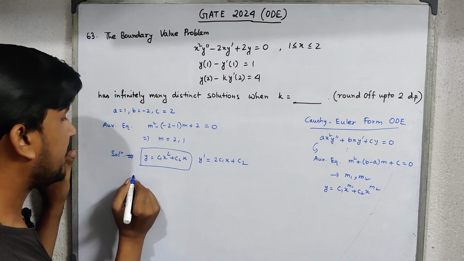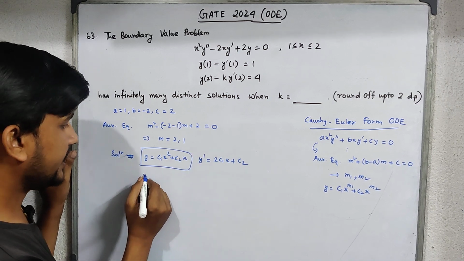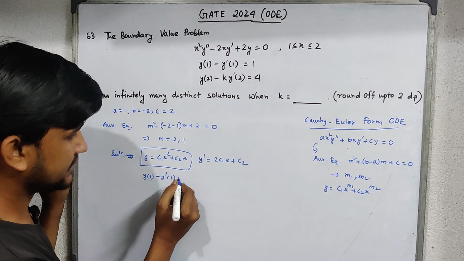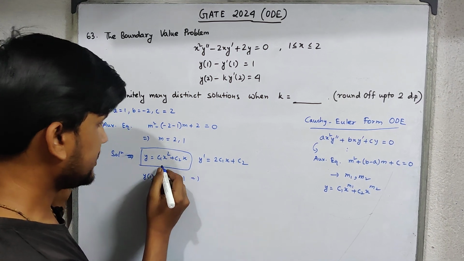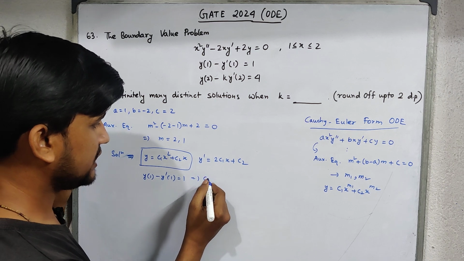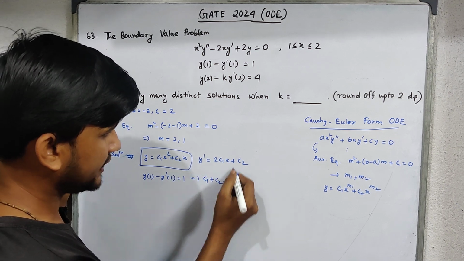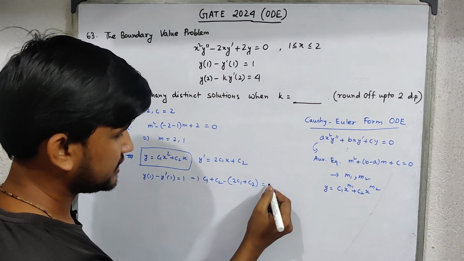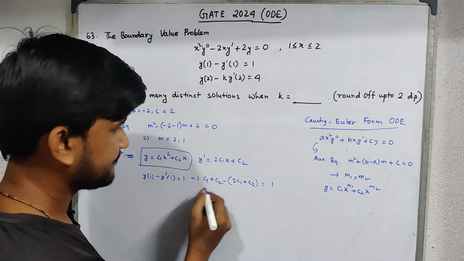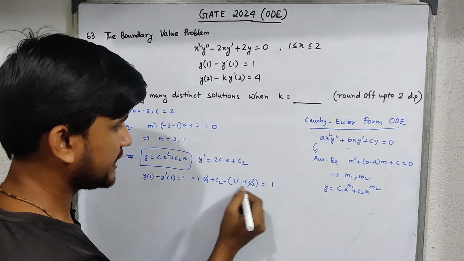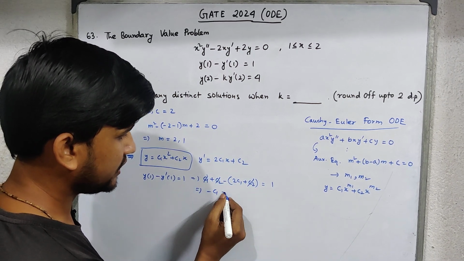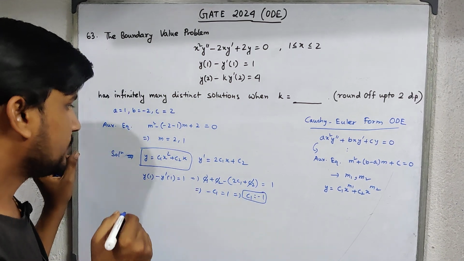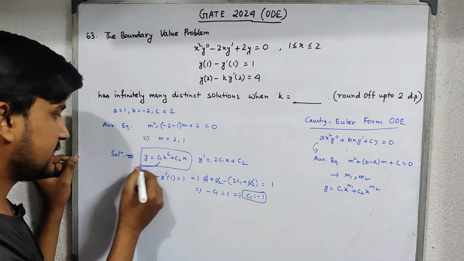Now if we apply the first boundary condition, y1 minus y dash 1 equals 1. Y1 means c1 plus c2, minus y dash 1 which is 2c1 plus c2, equals 1. So c2 cancels out, and minus c1 equals 1, that is c1 equals minus 1. Now we have found the value of c1, this is a finite value.